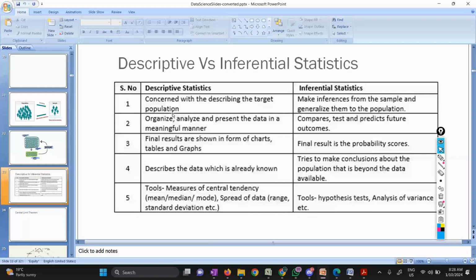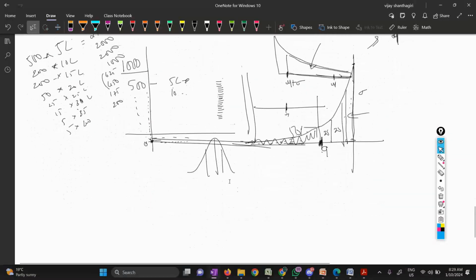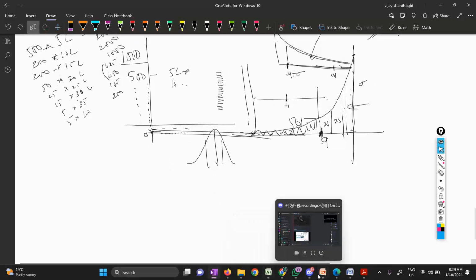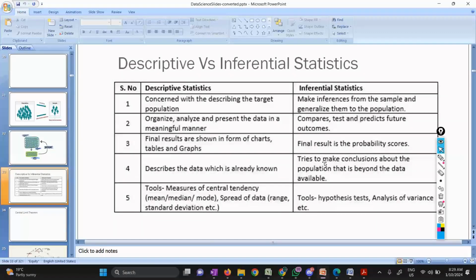Okay. Once a description has happened, see inferential statistics. On the basis of the description, you will make inferences from the samples and generalize them to the population. What it means is, like I told you, what is the guarantee? That is generalizing them to the population. Whatever sample you took, whatever stats you calculated, that was on the sample. Whatever generalization you did was on the population.